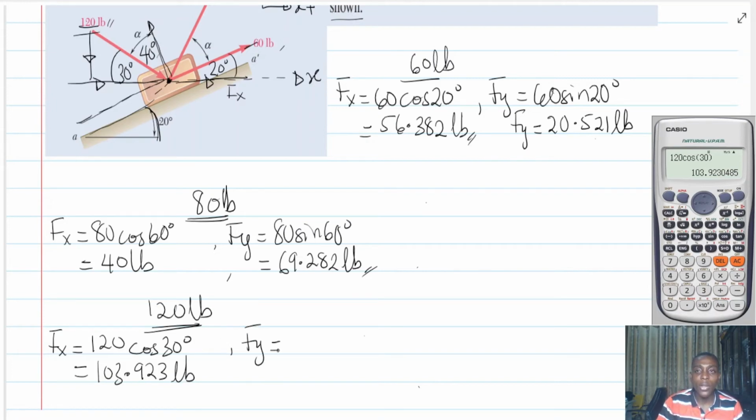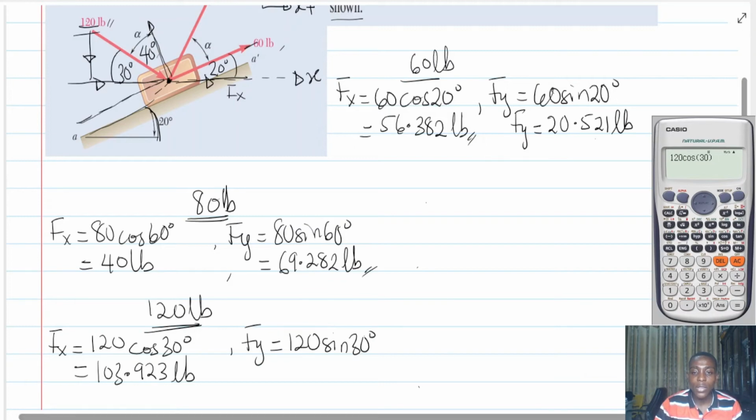How about the y component? So the y component is going to be 120 sine 30. And what is that? In fact, sine 30 is supposed to be half. All right, let's check. Let's be sure. Yeah, so half of it, which is 60 pounds.